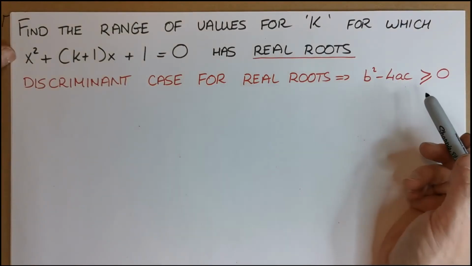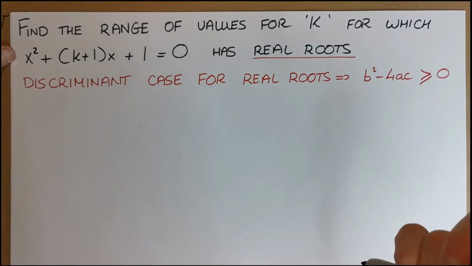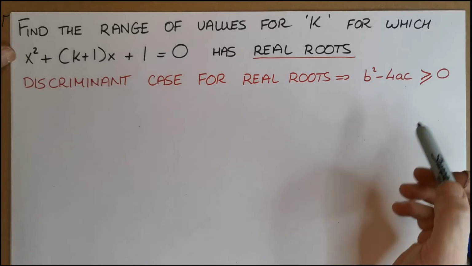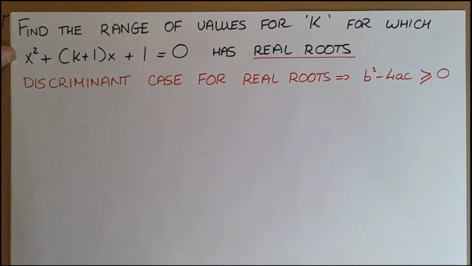You may remember that there were three cases: one real root, two real roots, or imaginary roots. So when it was equal to 0, it meant it had one repeated root, but that repeated root was real. But when it was greater than 0, it had two real roots, but they were distinct, they were different real roots. But then when it was less than 0, you were talking about imaginary roots.